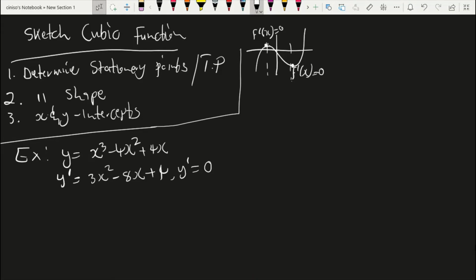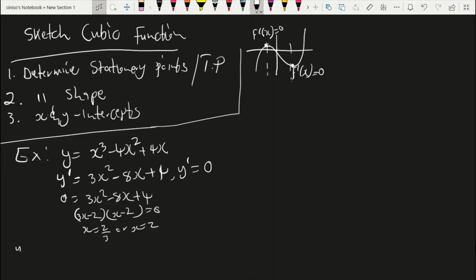That's why when you differentiate, you're getting the gradient of the cubic function, so the gradient is 0. So now you're going to say 0 equals 3x squared minus 8x plus 4. Factorize this. We have (3x minus 2)(x minus 2) equals 0, so x equals 2 over 3, or x equals 2.